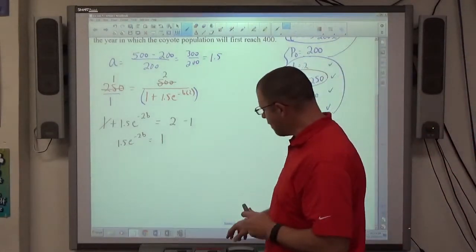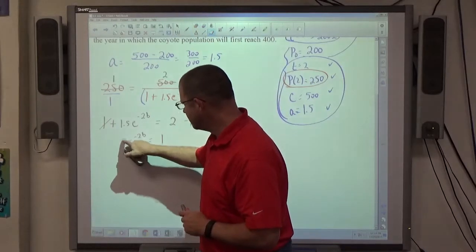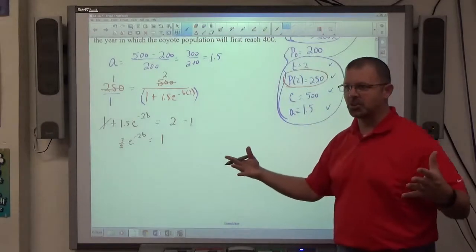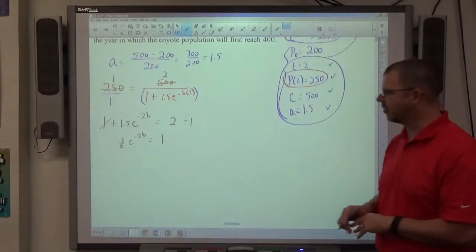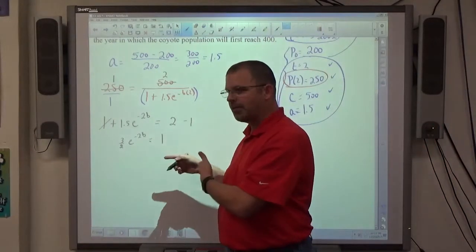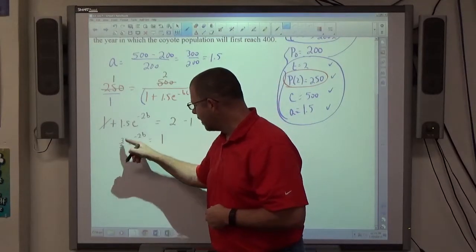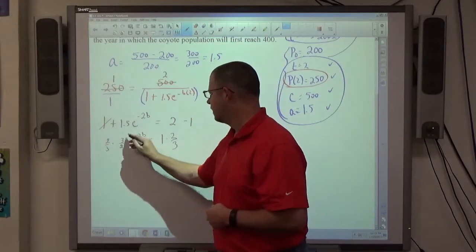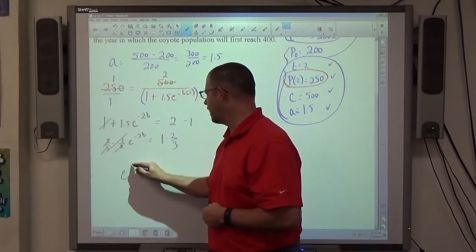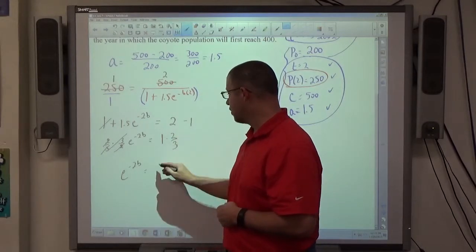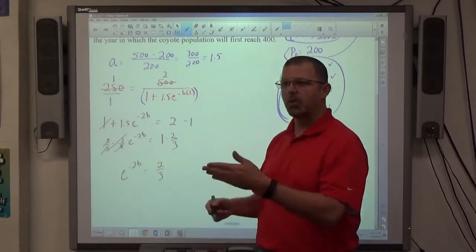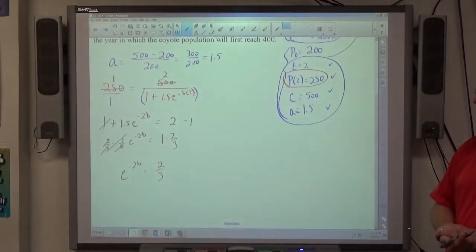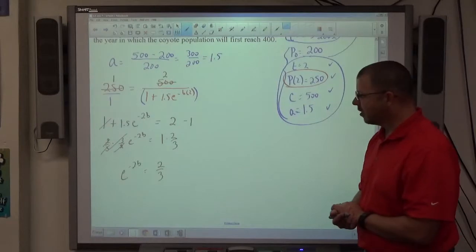Next, I've got 1.5. I'm going to call it 3 halves at this point. Again, anytime you get a repeating decimal situation where you're going to have to round, go fractions on it. If I divide by 1.5, it works also. But 3 halves, if I multiply by 2/3, the 3's cancel, the 2's cancel. So I get e to the negative 2b is equal to 1 times 2/3, which is 2/3. Again, if you go 0.6667, now all of a sudden you're rounding stuff, and it's not going to be as accurate as the fraction. So e to the negative 2b is equal to 2/3.